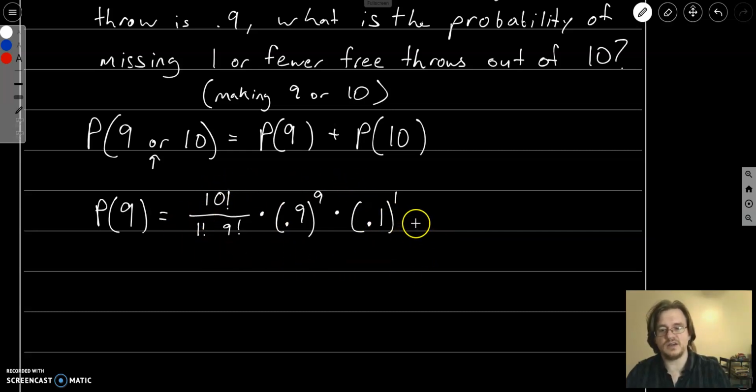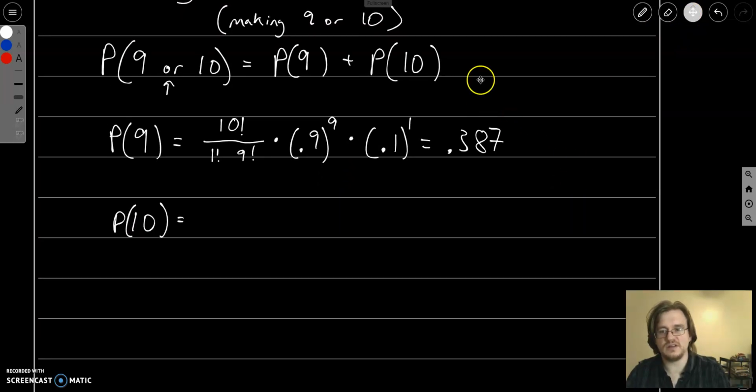So if you go through this and calculate this, I did this beforehand, you'll get about 0.387. There's a lot more decimal places, but I've just rounded for now. The probability of making exactly 10 free throws: there are in fact two ways of doing this. I'll use my formula first, and then I'll point out something that happens.